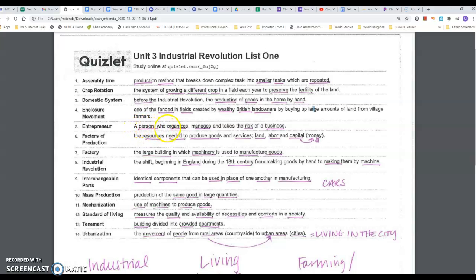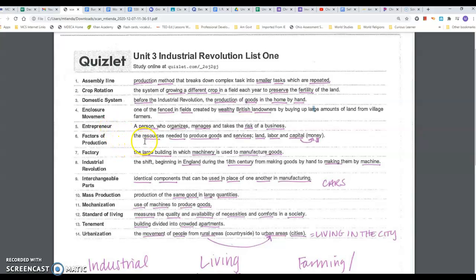An entrepreneur is a person who organizes, manages, and takes the risk of a business. So we're going to see an increase in entrepreneurs during the Industrial Revolution. Many of those inventions and the inventors that you read about last week would be good examples of entrepreneurs.